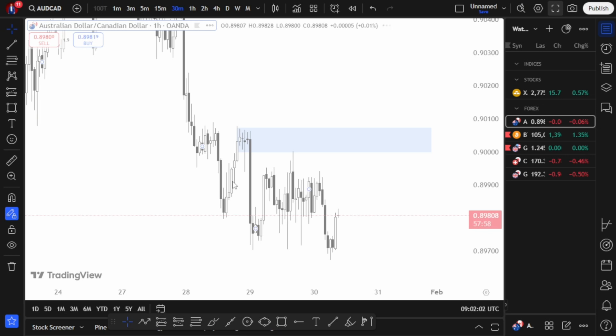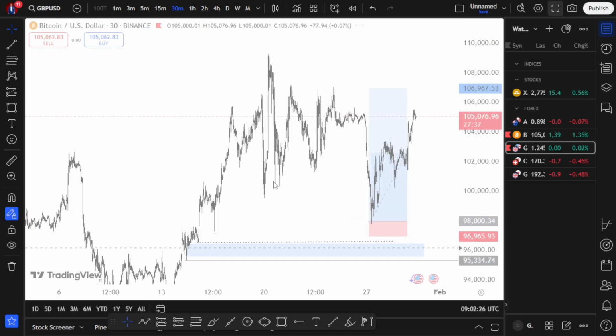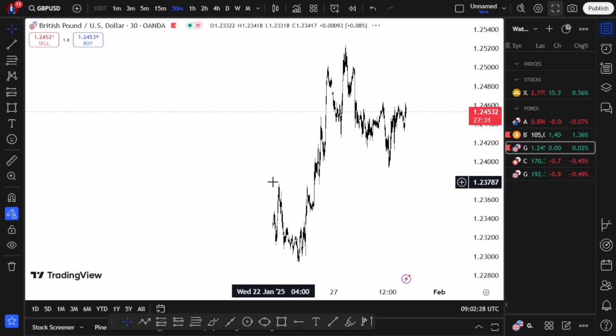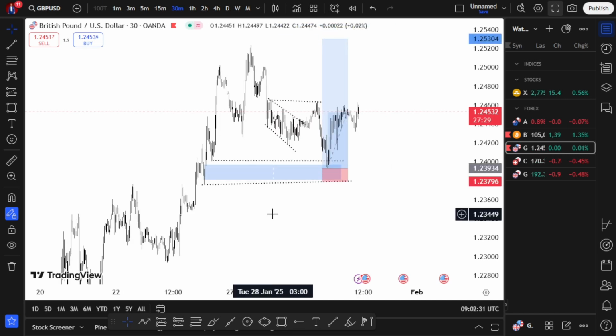BTC is bullish. I was actually planning on taking this trade, but it just did its own thing. It's bullish. Okay, let's look at GU. I was actually planning on buying, but I did miss the setup. I did miss my entry. I think I was busy with something as of then.